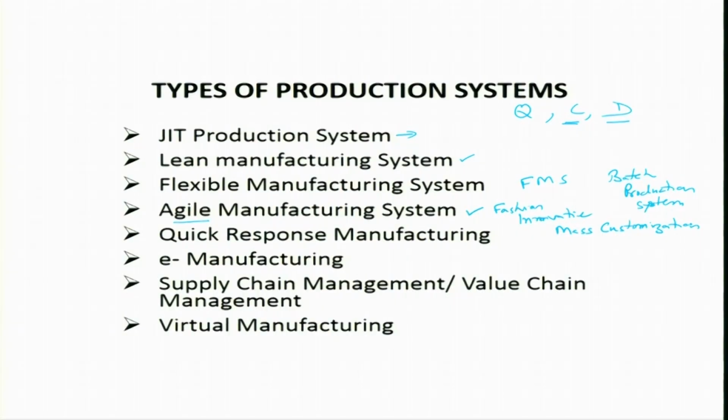Then there is quick response manufacturing, another term for such things, where you want to respond very fast. Then e-manufacturing is another term, which is more of an IT enabled manufacturing system, where many processes are managed and controlled with the help of IT, and now we also call it ERP. ERP is used for that. Before, when IT was implemented in a fragmented manner, it used to be called e-manufacturing.